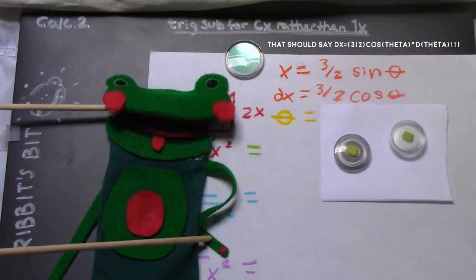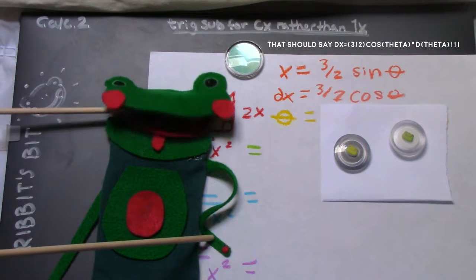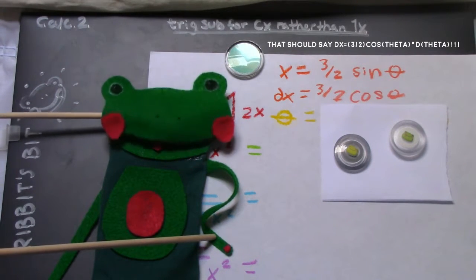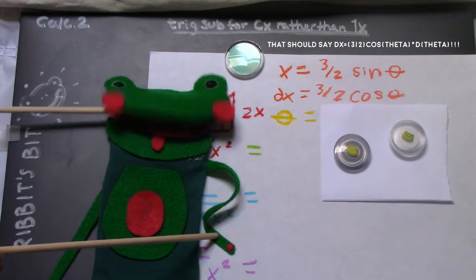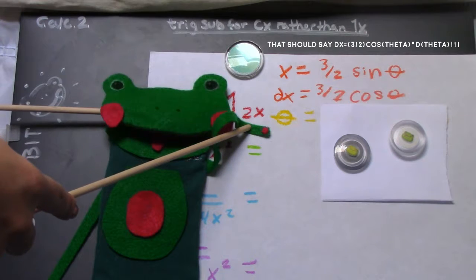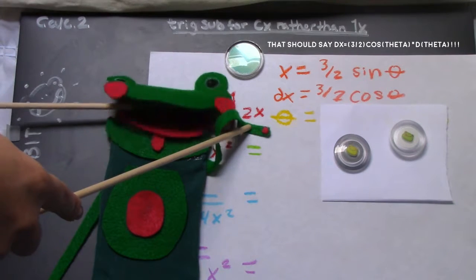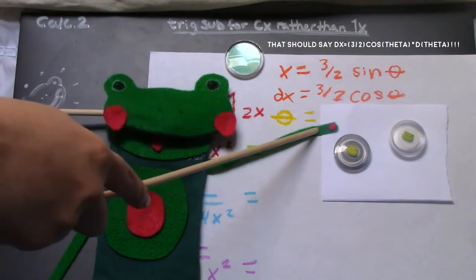Step 3. Identify theta using trigonometry. In step 2, I used SOHCAHTOA to figure out that sine of theta equals 2x over 3. From there, I can then say that theta equals arcsine 2x over 3.